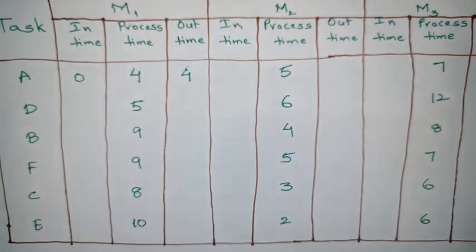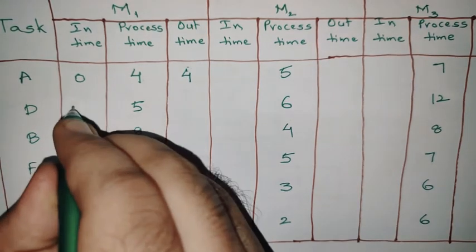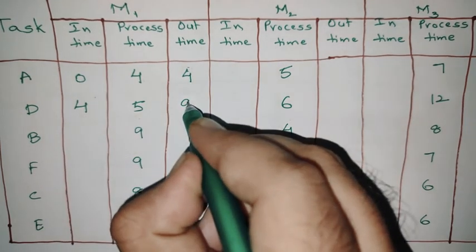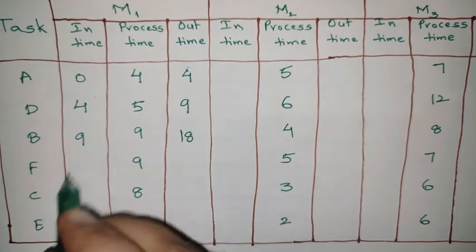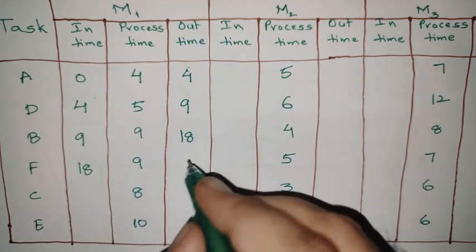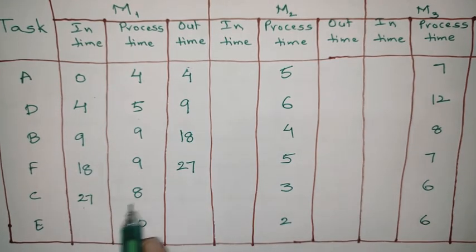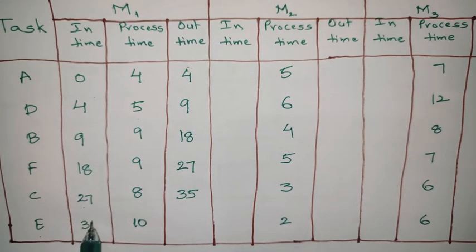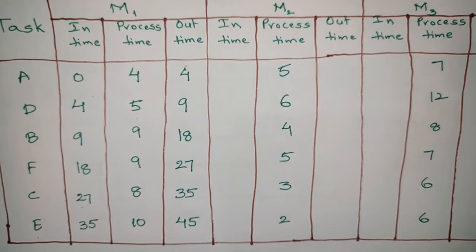Just like the previous type of problem we are doing. Next, in time of task D is 4th hour and out time is 4 plus 5, 9. Next in time is 9, 9 plus 9, 18. And next in time is 18, 18 plus 9, 27. And next in time is 27. Out time is 27 plus 8, 35. And next for task E, in time is 35 and out time is 35 plus 10, 45. So these are the in times and out times on machine M1.